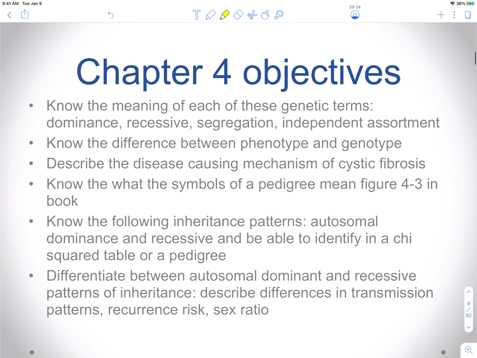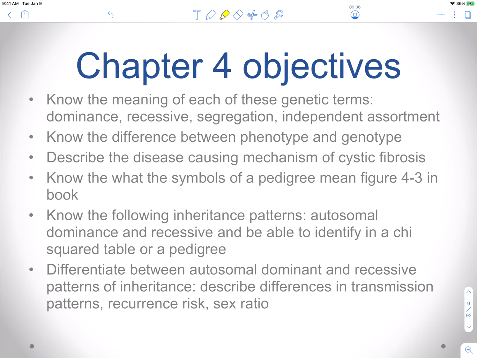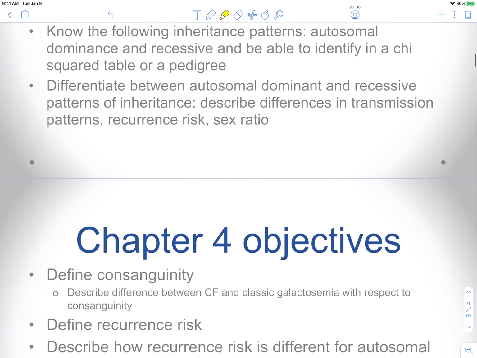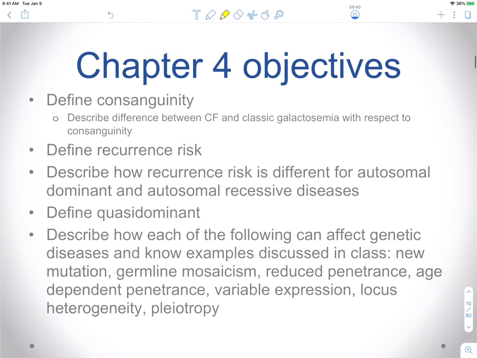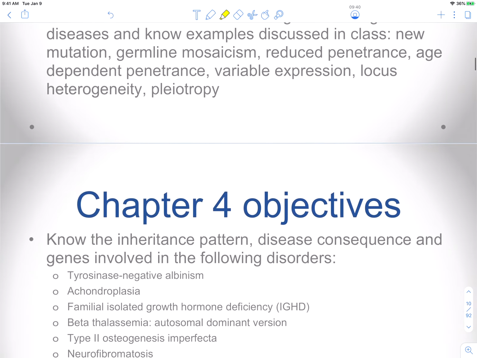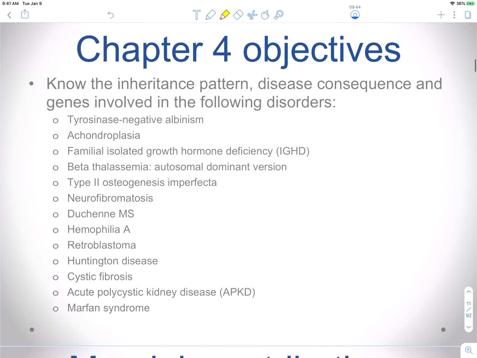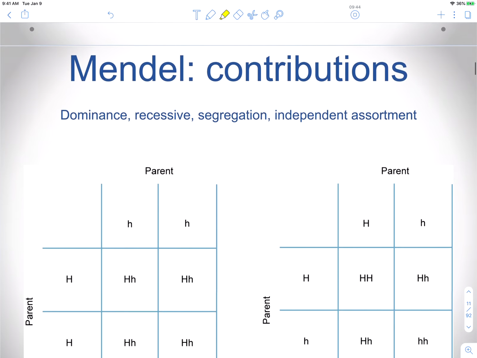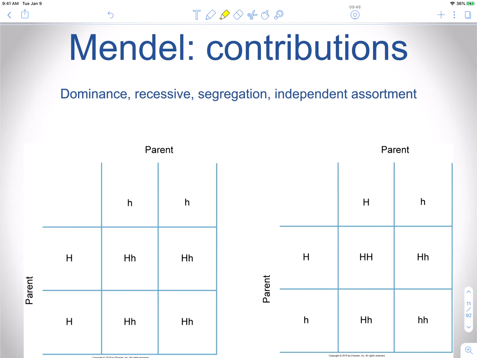Okay, so now we're going to move into chapter 4. So we're going to talk about different diseases. We're going to define consanguinity, and then we're going to move into part 2, which will talk about sex-linked or X-linked diseases. And so we've already seen this Punnett square type approach, and Mendel generated this to show dominance, recessive, etc.